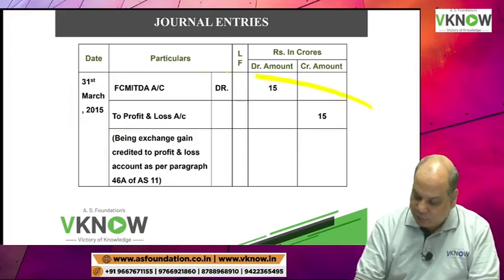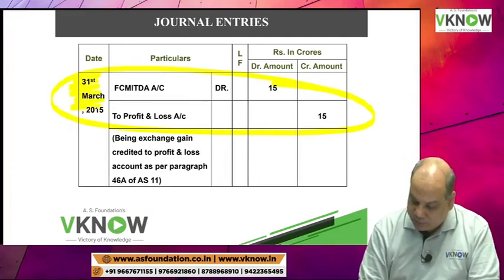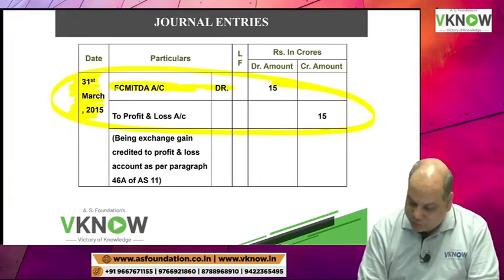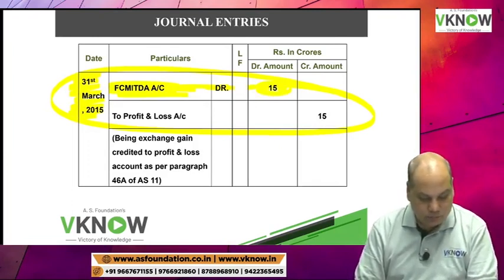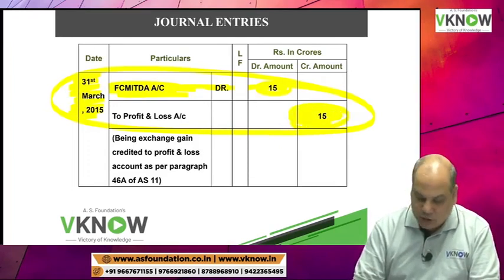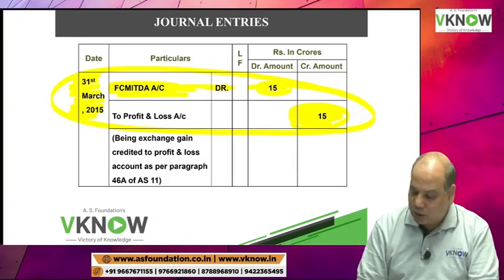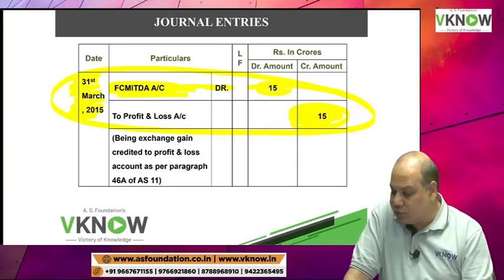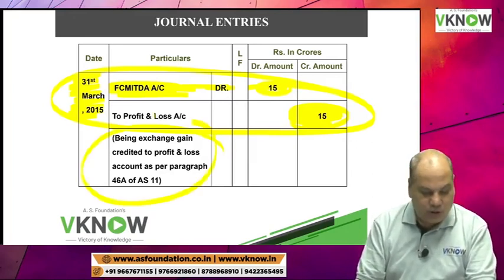And then we will pass one more entry. You can see in your table, third year, the total balance in FCMI TDA is 15. FCMI TDA account debit to P&L account 15. Okay, narration homework. Same narration.